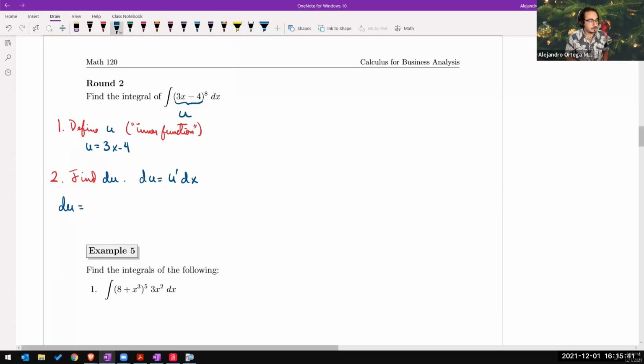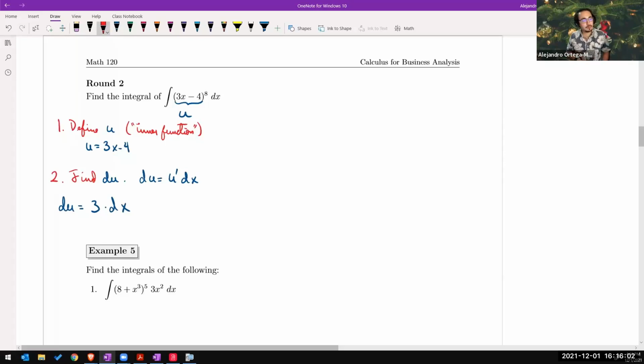Alrighty. So the u, the inside function, was the 3x minus 4. Then the du is now going to be, okay, what is the derivative of 3x minus 4? Which is going to be a 3, right? So we get 3 times dx.